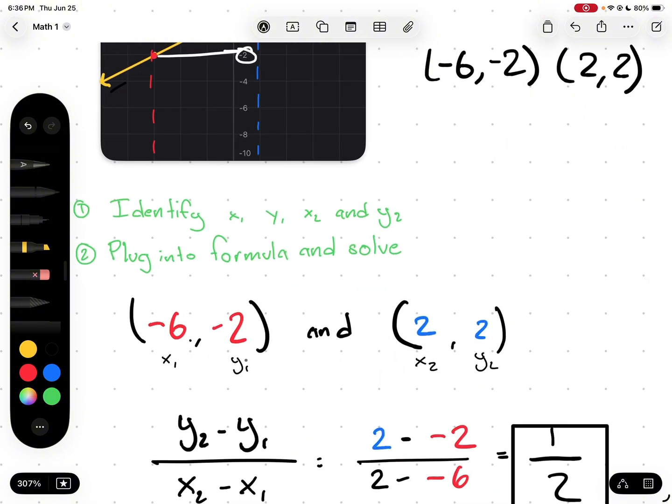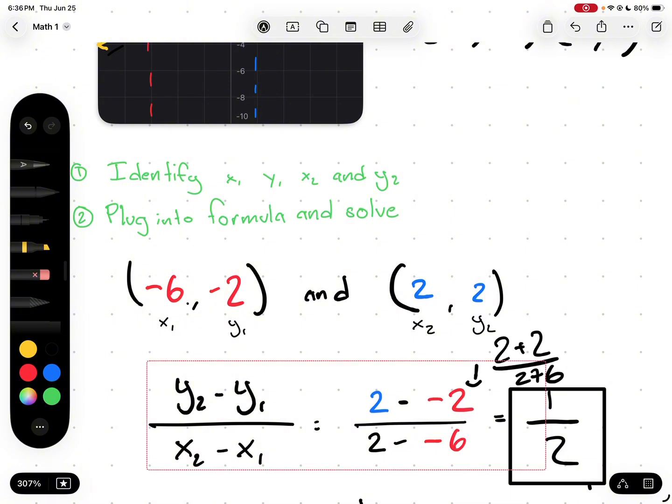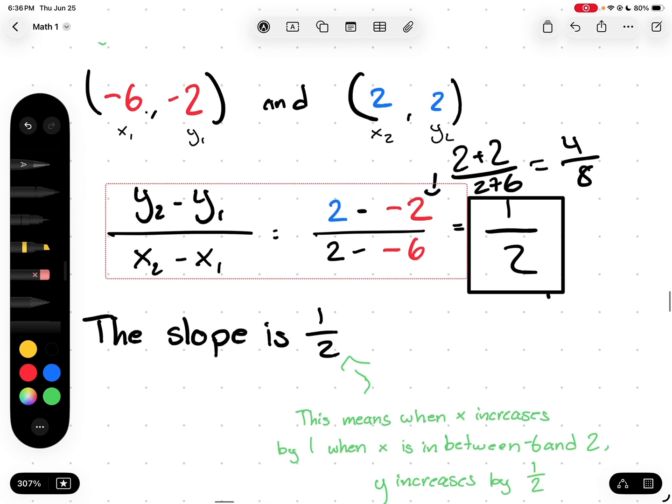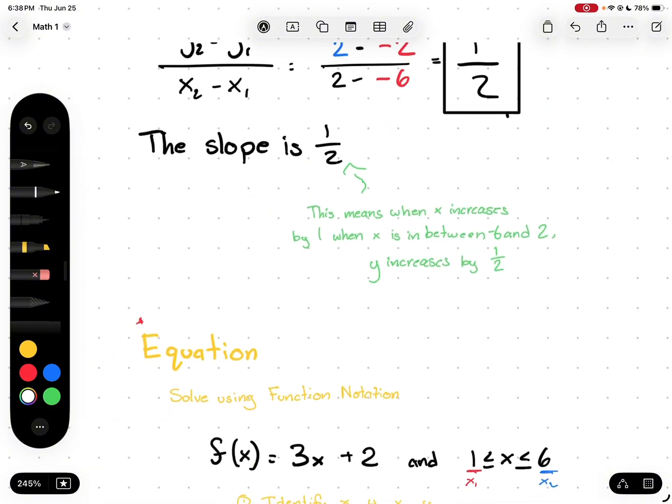If we give each one an identification, and we plug into the formula like we've been doing a countless amount of times, we end up with 2 subtracted by -2 divided by 2 subtracted by -6. This is basically saying 2 plus 2 divided by 2 plus 6, which is 4/8. That gives us 1/2, which means that whenever x increases by 1, whenever x is in between -6 and 2, y increases by 1/2.